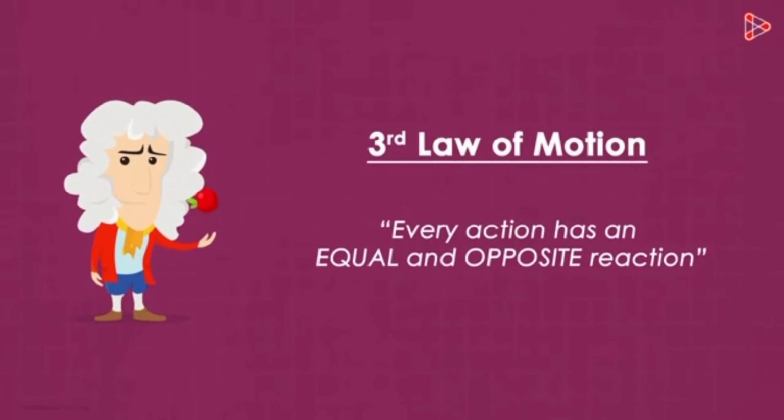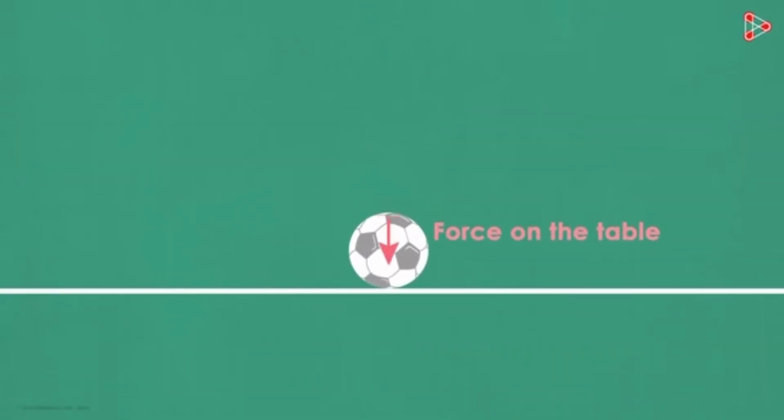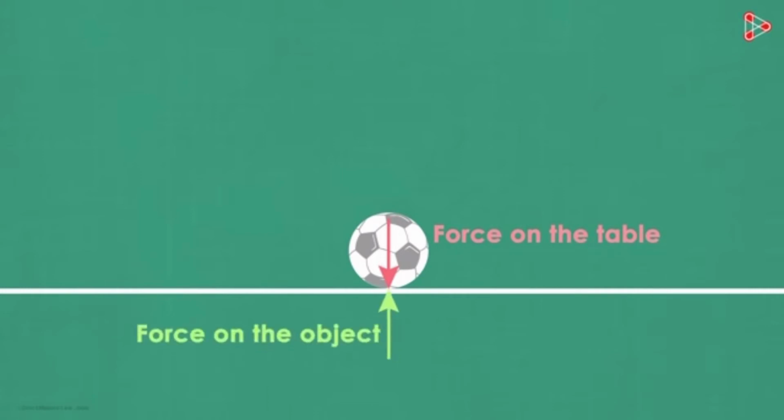The only question you need to ask yourself while studying the third law is, what happens when two objects interact with each other? What happens when you place an object on the table? The object exerts a force on the table and the table exerts an upward force on the object. There are two forces that result from this interaction: a force on the table and a force on the object. The magnitudes of the two forces are the same, but the directions are opposite. These forces are called action and reaction forces.